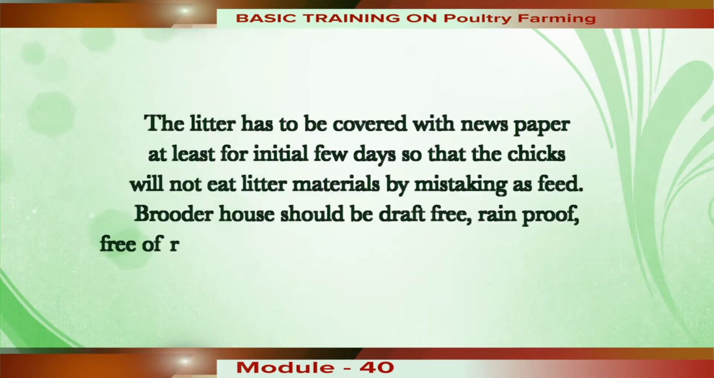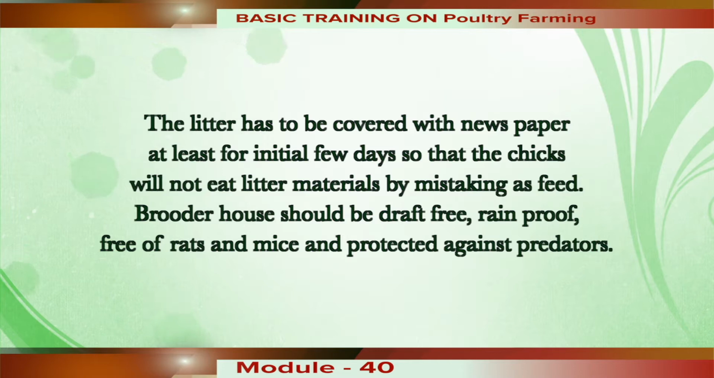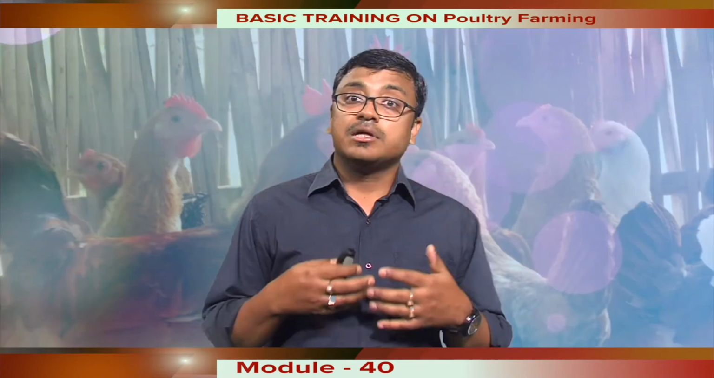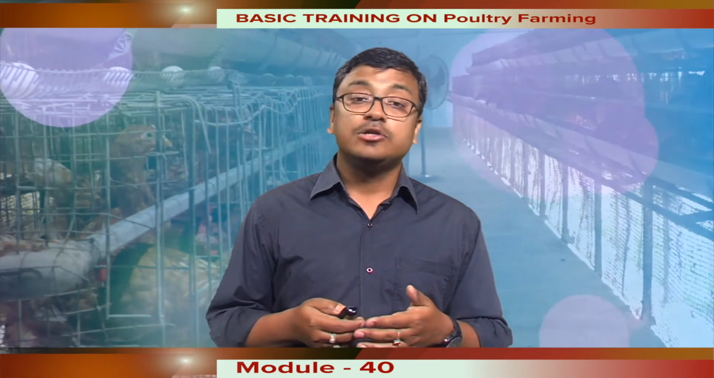The litter has to be covered with newspaper at least for the first few days so that the chicks will not eat litter material by mistake. Brooder house should be dust free, rainproof, free of rats and mice, and protected against all sorts of predators. The shed should be well ventilated to minimize ammonia production, which causes ill health to the chicks.